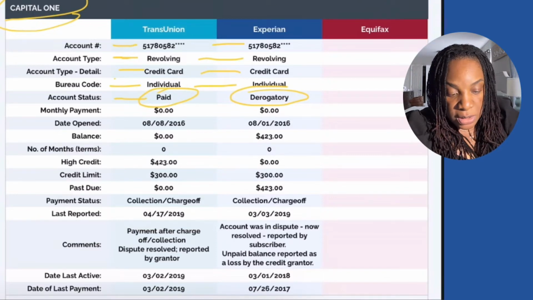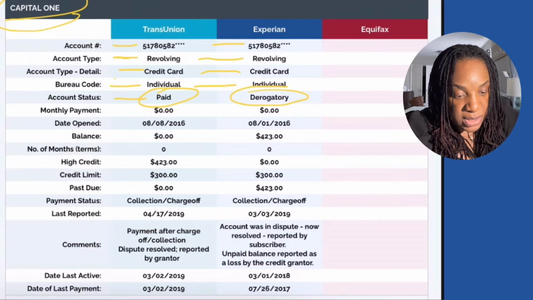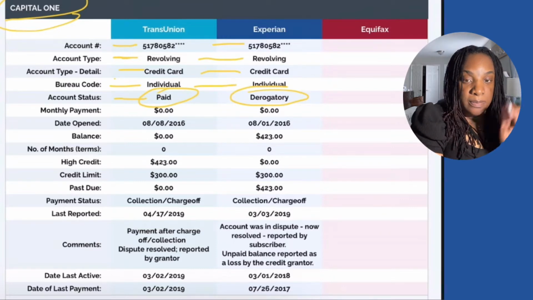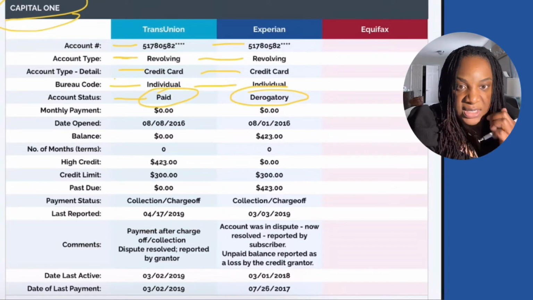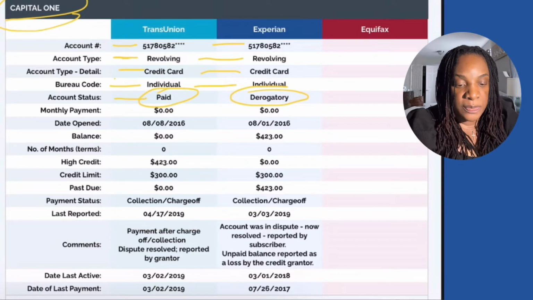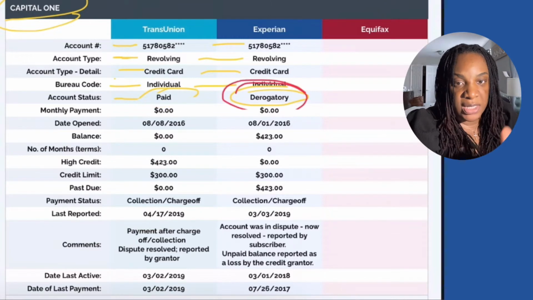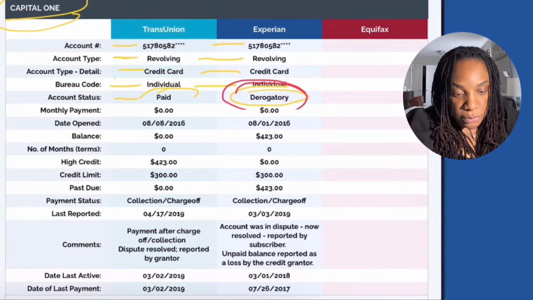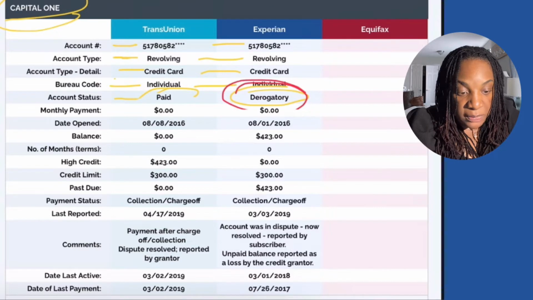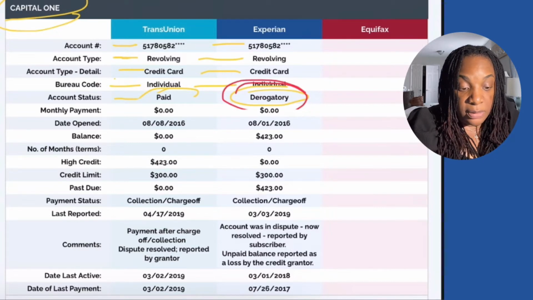So what I'm going to do here is put all the discrepancies in red, in case you need to look back on this. That is a discrepancy. That's what we're going to use. So yellow is just me pointing things out. Red is a discrepancy, dispute reason. Okay, with that being said, let's go down to the monthly payment. Monthly payment 0, that is reporting correctly.